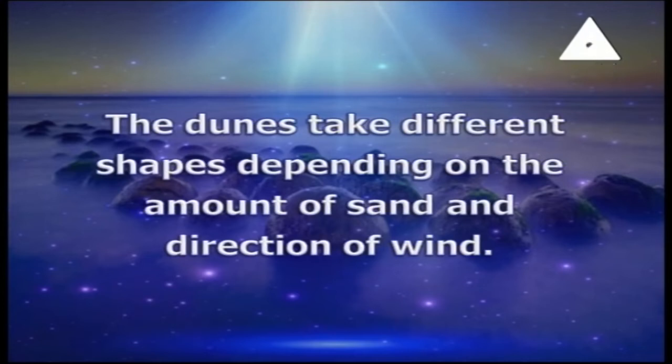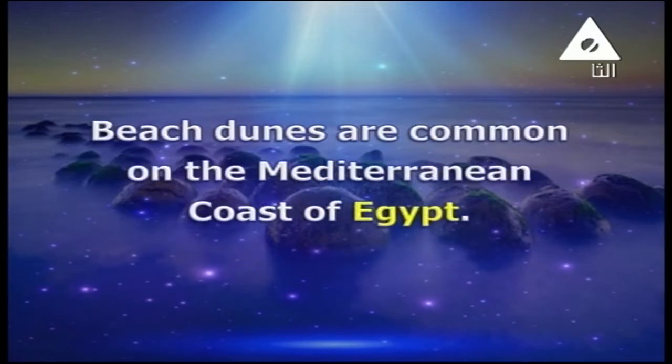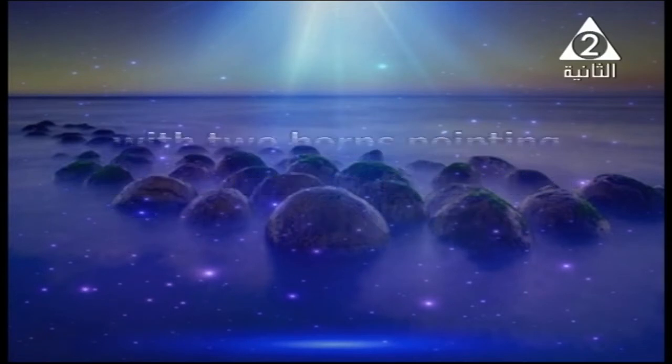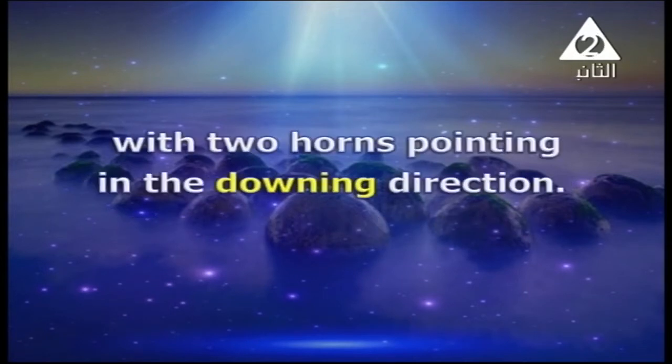The dunes take different shapes depending on the amount of sand and direction of wind. Beach dunes are commonly found on the Mediterranean coast of Egypt. The barkhans are usually seen as solitary dunes of crescentic shape with two horns pointing in the downwind direction.